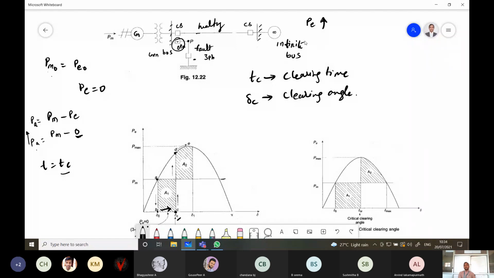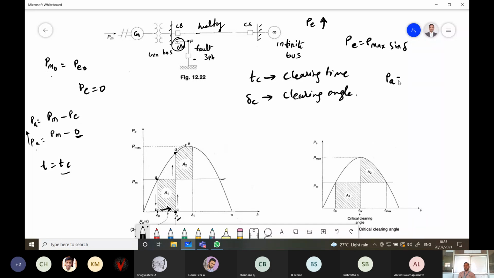A sudden change: PE will be increasing rapidly to its maximum value, that is PE equal to Pmax sine delta. The operating point shifts to point D. On the original P-delta curve, the operating point is shifted from point C to point D. Now the rotor starts decelerating, because PE increases.